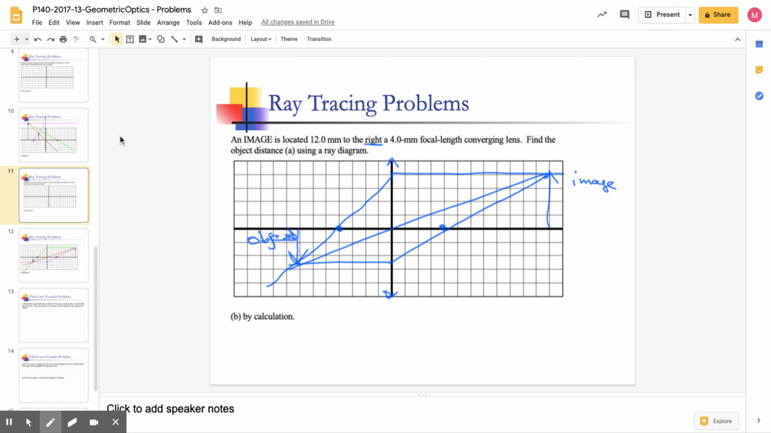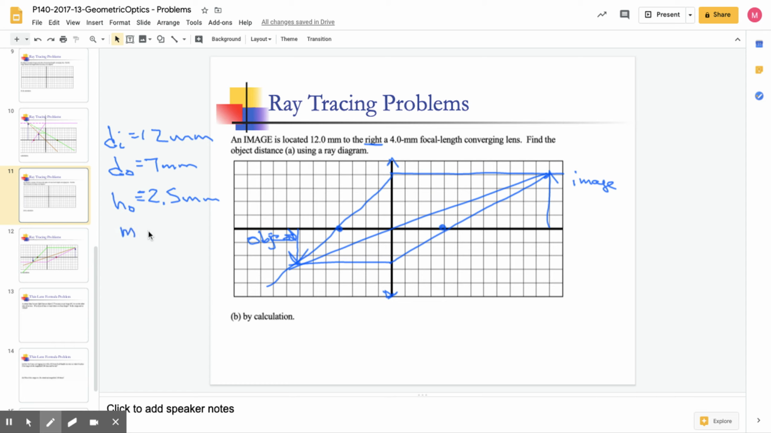So if we want to calculate our object distance: our image distance di is equal to 12 millimeters, and our object distance d0 is equal to 1, 2, 3, 4, 5, 6, 7, so 7 millimeters. The height of the object is about 2.5. We notice that our image is inverted, so our image height is actually a negative 2.5.